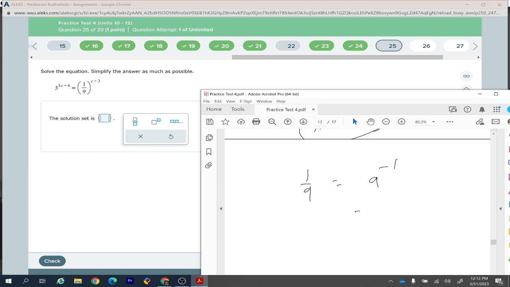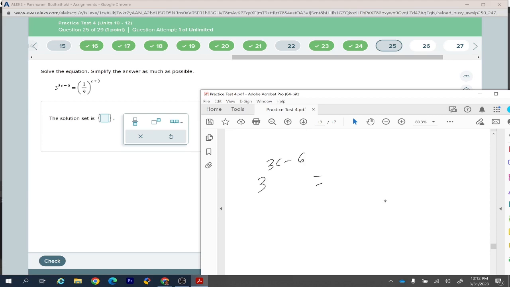And 9 is actually 3 to the power 2. So this 1 over 9 is actually 3 to the power negative 2. So we can change this problem as 3 to the power 3c minus 6. And on the right side, it's 3 to the power negative 2c plus 3. Now just equate these two values here and solve for c. I'm going to skip this.